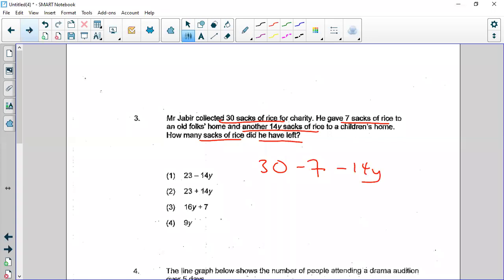Okay, all right, so how do you subtract? So 30 minus 7, that will be 23, right? And then minus 14y. So you cannot minus anymore already because 23 is a whole number and 14y is algebra, it's a letter. So you cannot take 23 minus 14 become 9, cannot, right? They are different. So your answer will be number 1, 23 minus 14y.